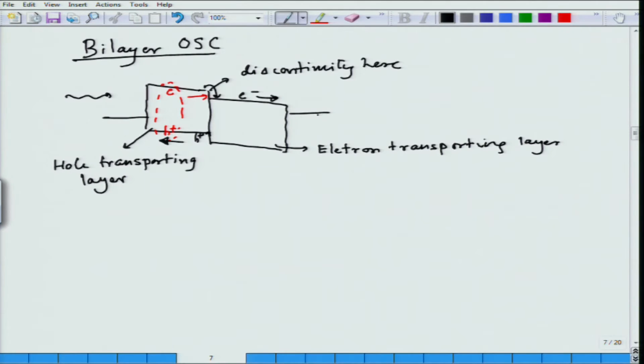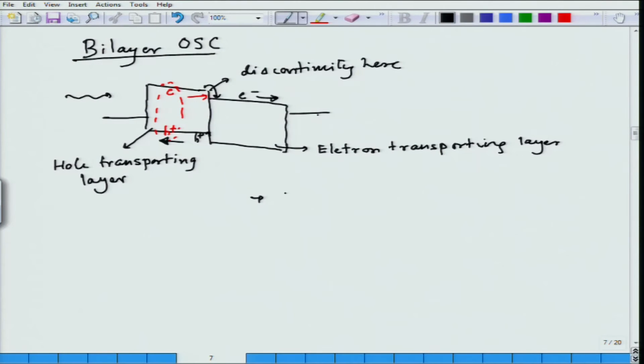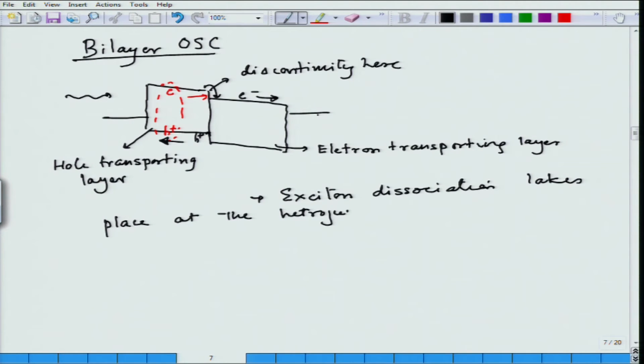So, by adding a bilayer of materials which are of a different nature in terms of mobility of the carriers, one is able to improve the efficiency of the device. So, this is the bilayer organic solar cell. It ensures that exciton dissociation takes place at the heterojunction, providing discontinuity in the energy level.